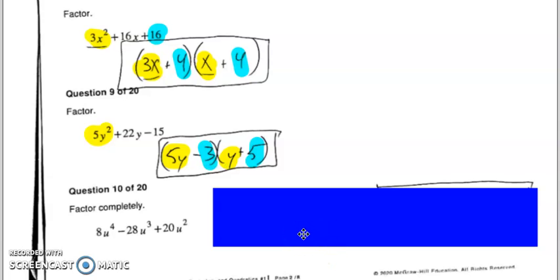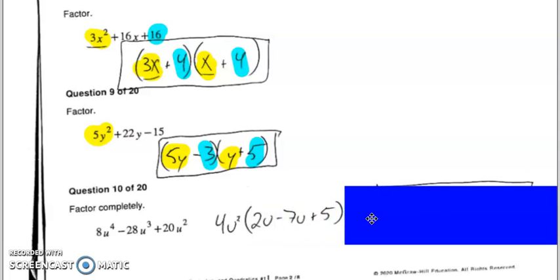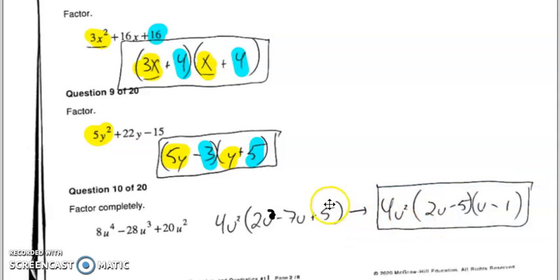Number 10 is going to be the exact same as numbers 8 and 9, only now we've got a GCF first. Well, I could take out a 4u squared from everything, and then I'd be left with 2u. Oops, this should be a u squared. I done did goof. Perfect. 2u squared minus 7u plus 5. So then that is the part right here that we are trying to factor out. So that factors down into those components there.